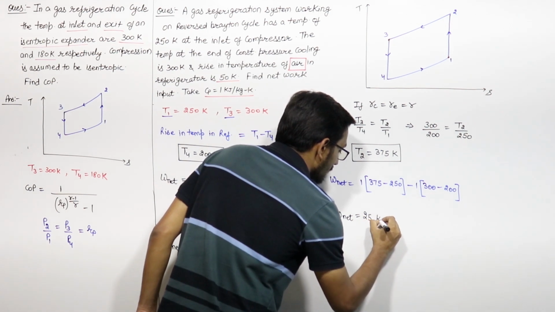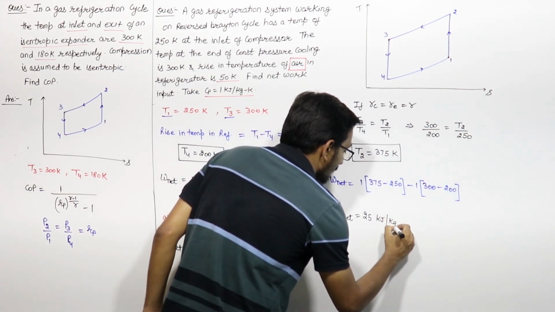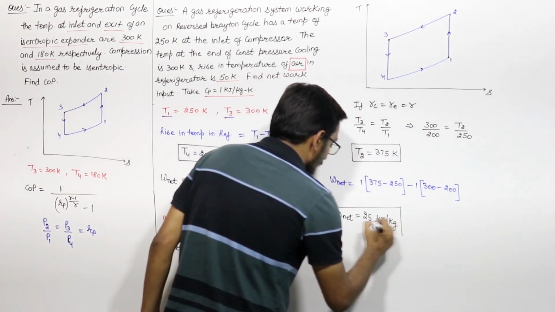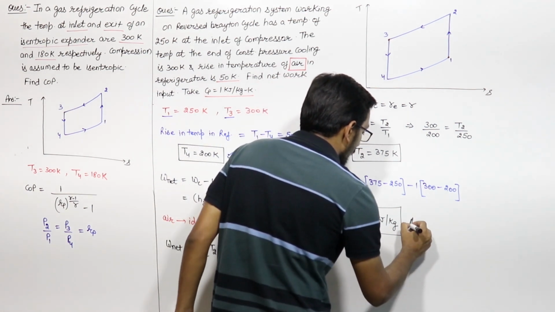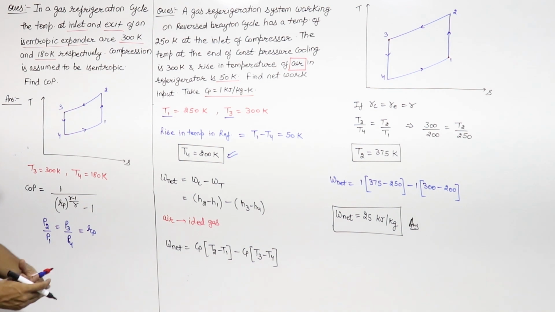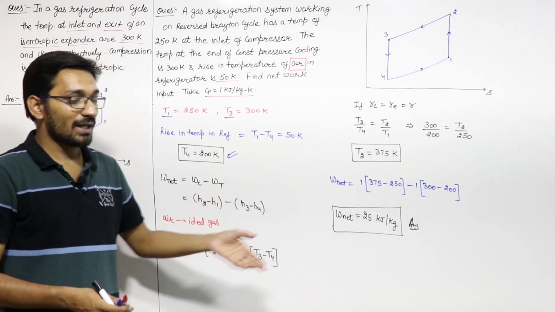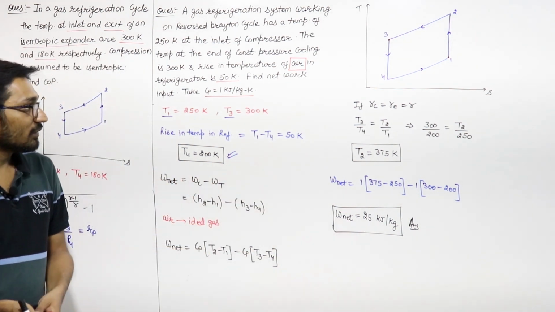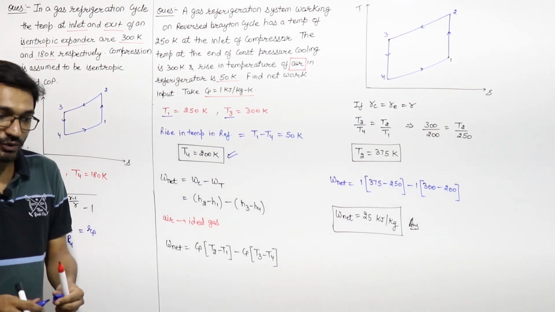How much is the unit? Kilojoule per kg. So the W net will be 25 kilojoule per kg, right? Because we write Cp into dT, we are taking per unit mass. So the W net will be 25 kilojoule per kg.